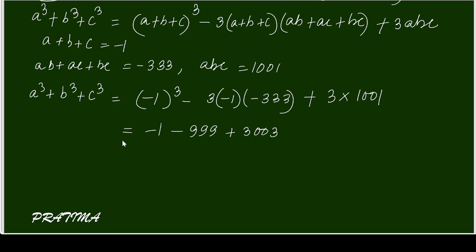So what is the result? Result is 3003 minus 1000. Answer is 2003.